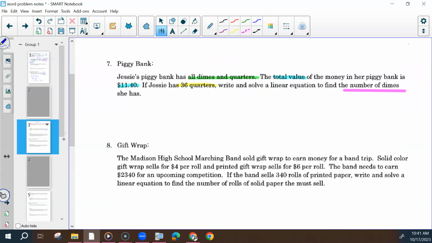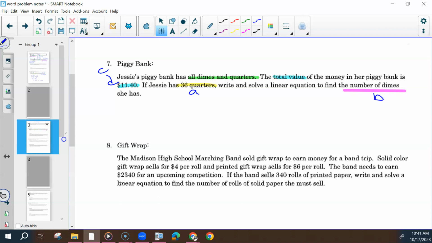Okay, so when we start to label some easy things, the total would be which variable? C. Right. 36, you can call that A or B, X or Y, it doesn't matter. Which would be rather A, B, X, Y? Okay, sure. That means everything else related to quarters would be X. Number of dimes is then going to be B.